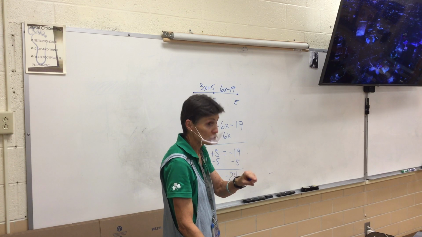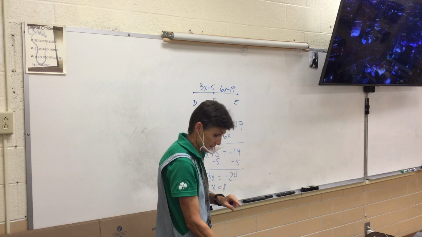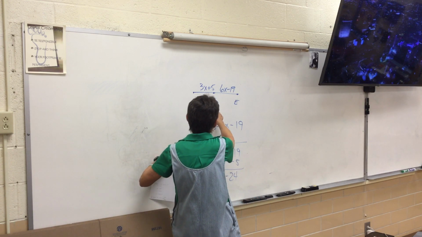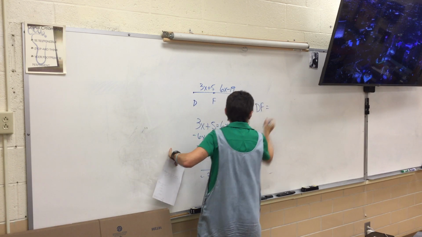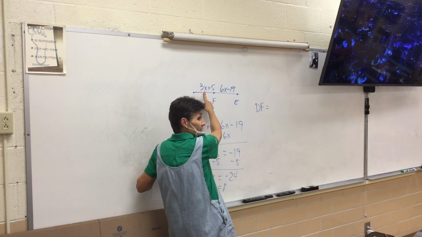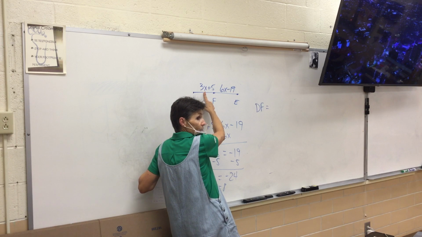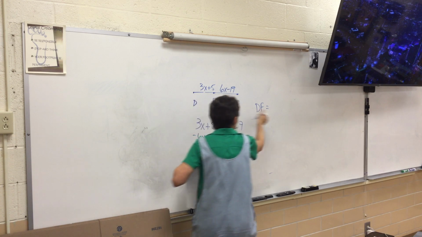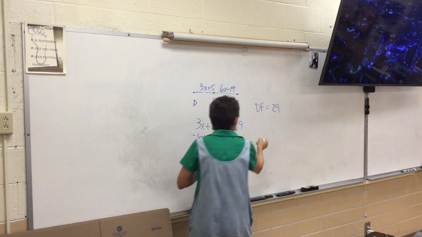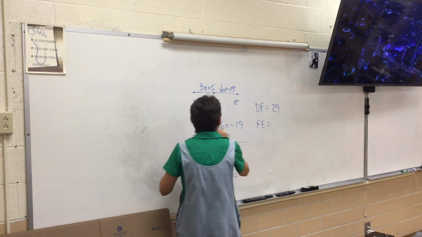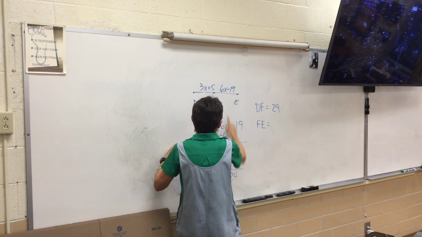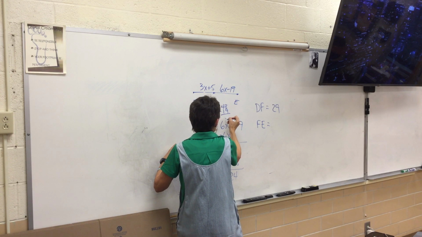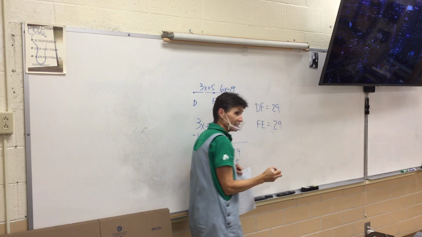Now, pay attention to what the question is. It doesn't say find X. It says find DF. So DF, I'm going to put 8 in there. Right? And I get 29. And then it says find FE. All right, so FE, I put 8 in there. What is 48 minus 19? 29.